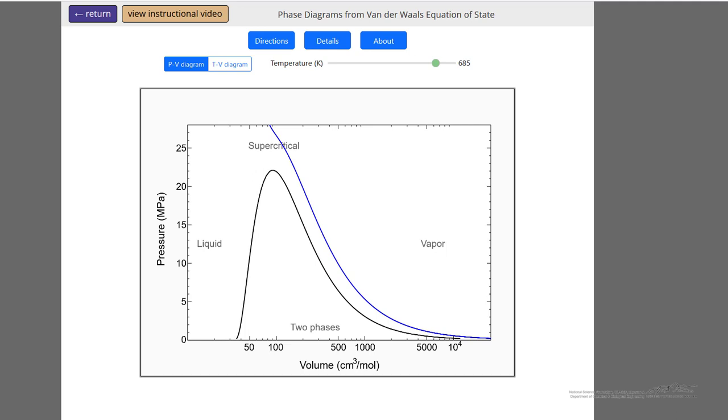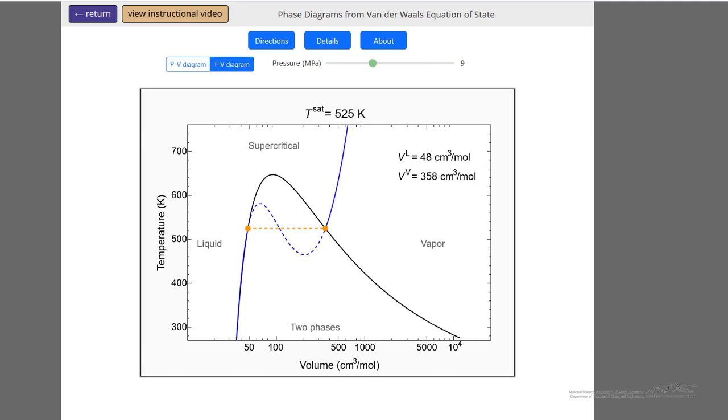If I look at the temperature-volume diagram again, the volume is on a log scale, and now as I raise the pressure, what we're looking at, the blue line, is an isobar. Again, as I raise the pressure, I raise the temperature at which we have phase equilibrium, and I can raise it enough, of course, that we're in the two-phase region. We don't have the areas highlighted in green for the temperature-volume diagram because they don't have any physical meaning.